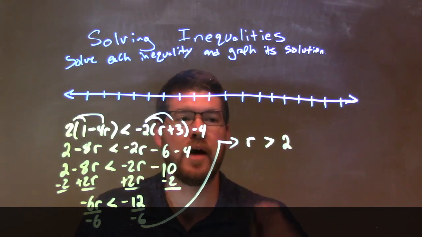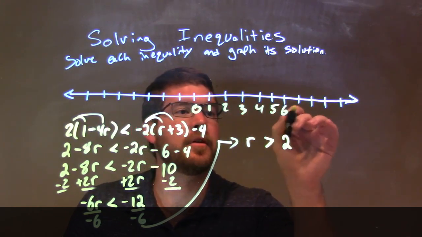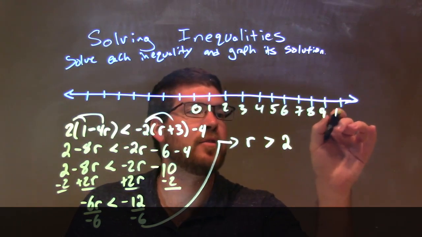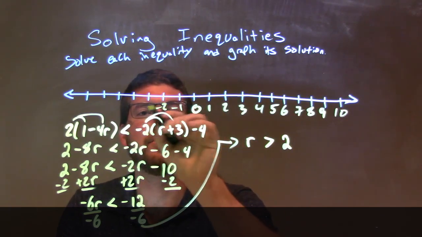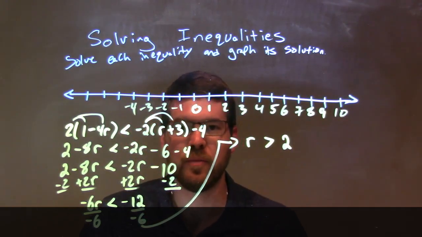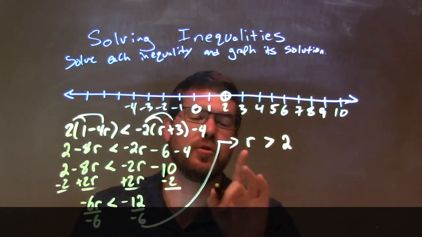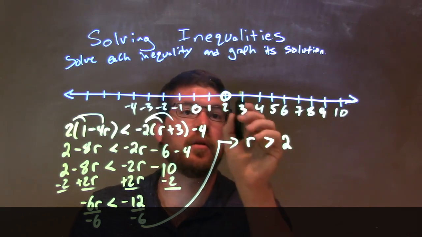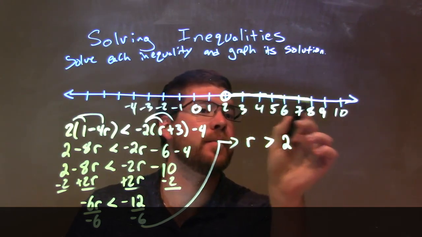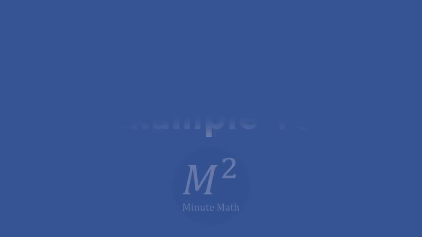So let's go graph it. We have 0, 1, 2, 3, 4, 5, 6, 7, 8, 9. Let's go to 10. Why not? Negative 1, negative 2, negative 3, negative 4. So r is greater than 2. So we put an open circle at 2. And then we shade to the right, because r is greater than 2. So we shade to the right here. And there we have it, our final answer.